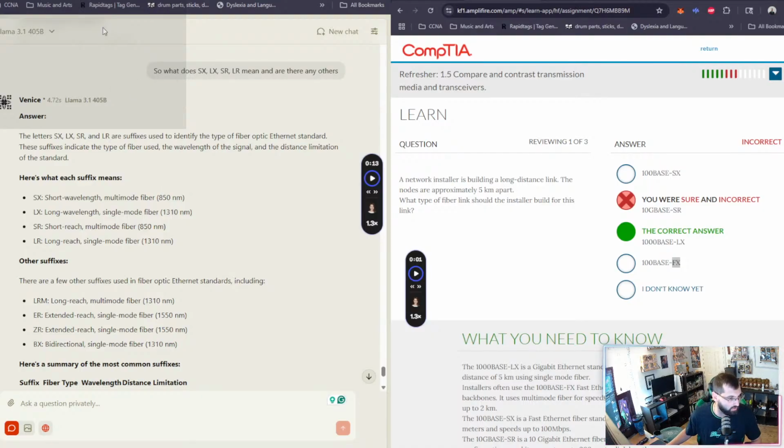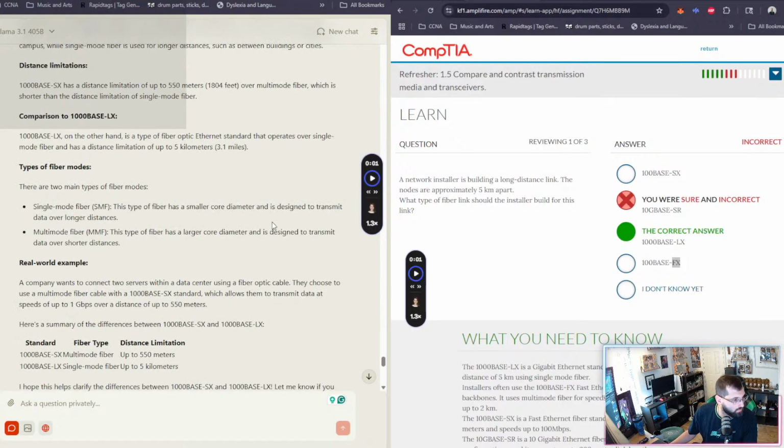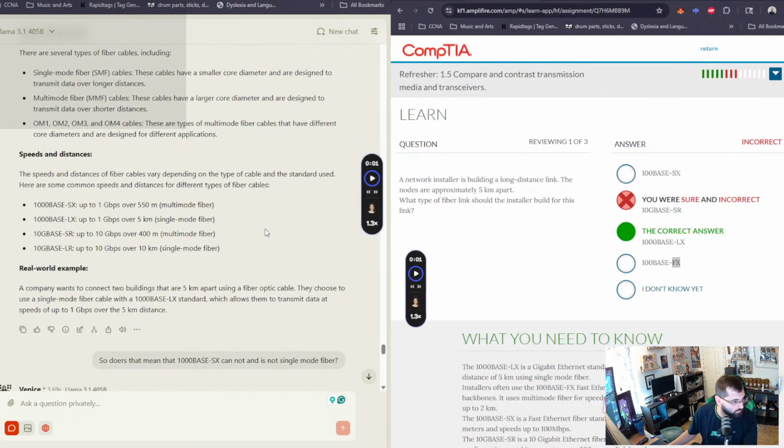Okay, and then this is the core. This is the core. Nanometers. Okay, this is making sense. SR means short reach multi-mode. Long reach single mode. What's the difference between the short reach and the short wavelength? They're the same core, both are multi-mode. Is it up here? Short reach, short wavelength.